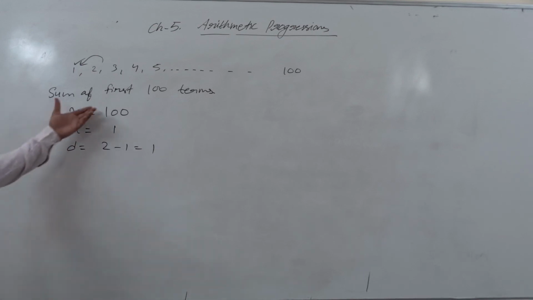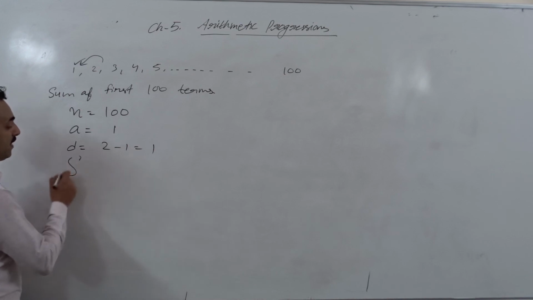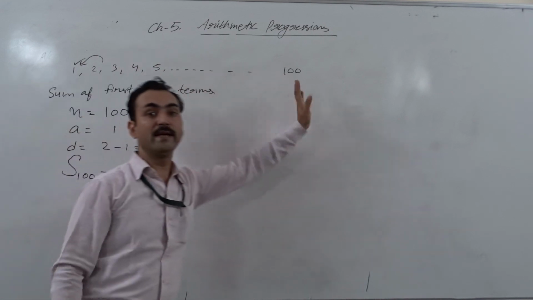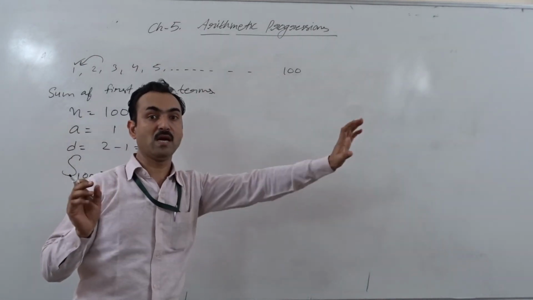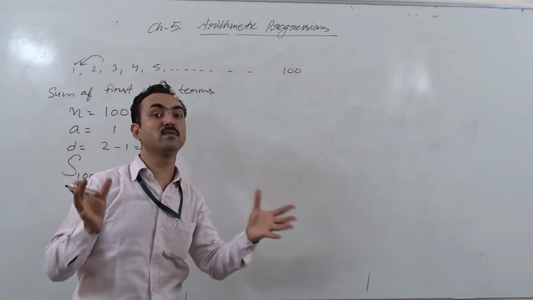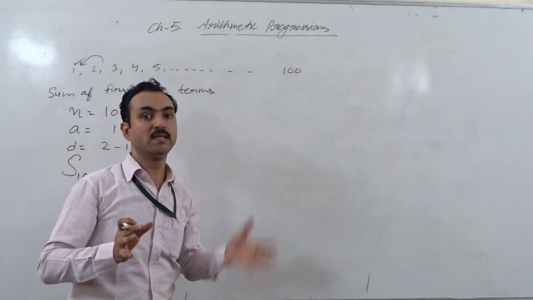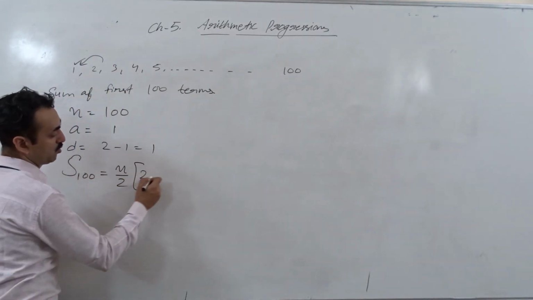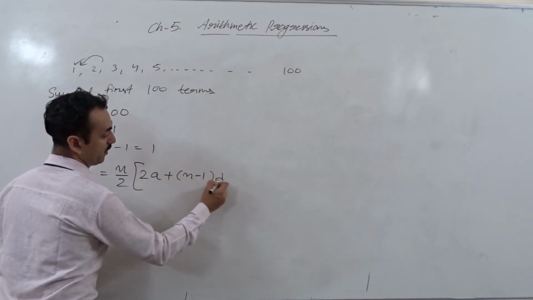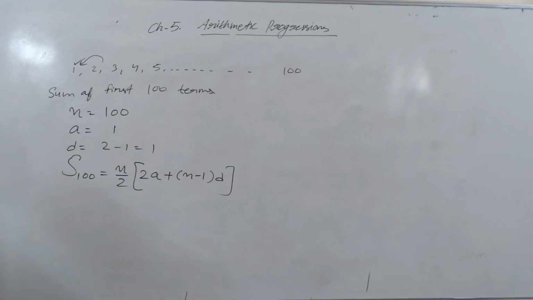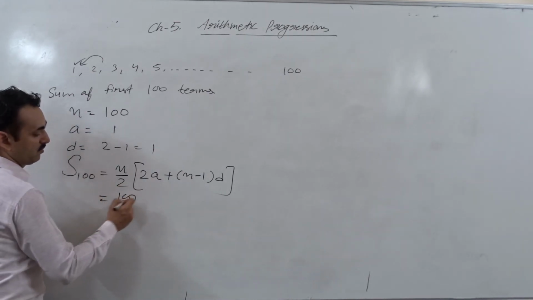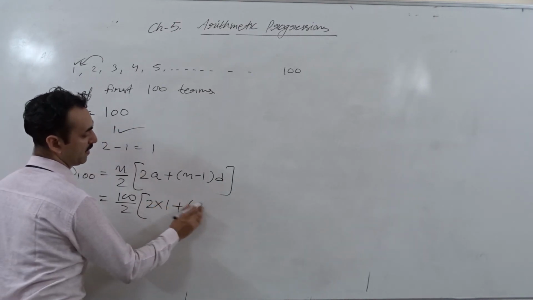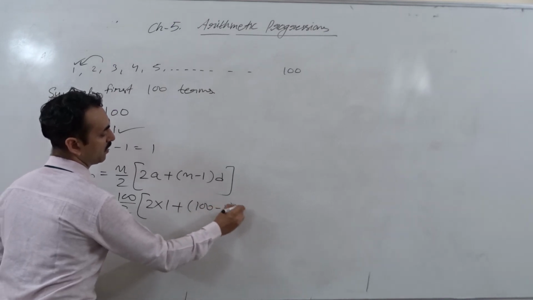Now how will you find the sum of the first 100 terms? You are going to find S100. S100 means you write the numbers from 1 to 100, add all these 100 numbers, and see what you get. So S100 is n by 2, 2a plus (n minus 1) into d. Every time you have to write the formula first. n is 100 upon 2, 2 into a, a is 1, 100 minus 1, and d is also 1.